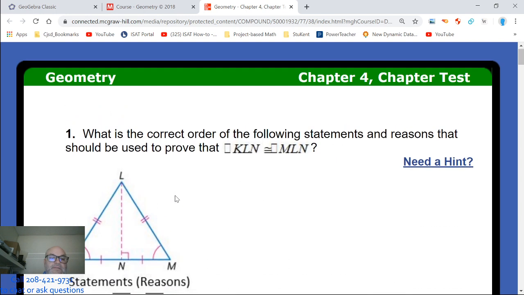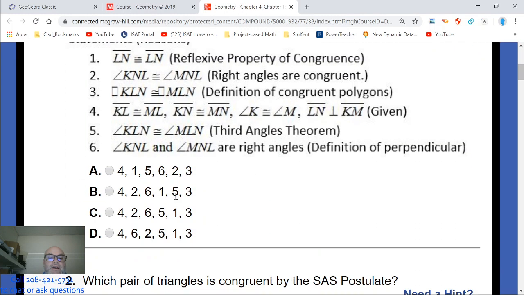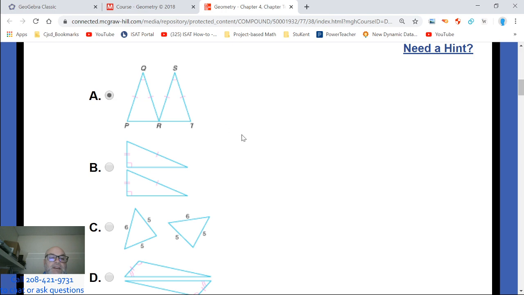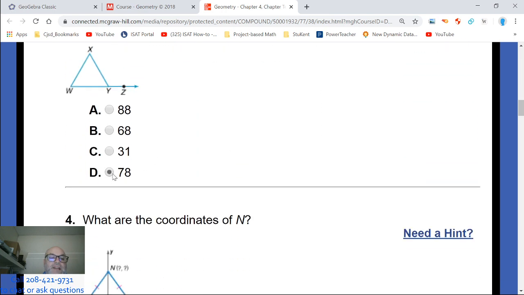I can mark the rest of these. What did we have here? This one was D. We had this one as A. And then we had this one was 78.